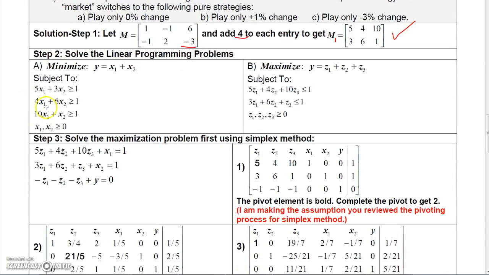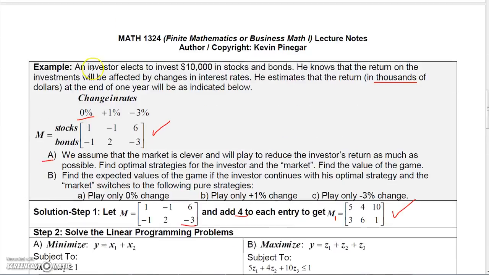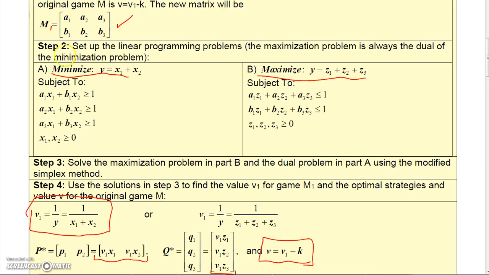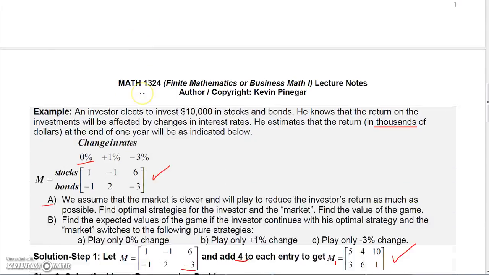And then if you go back up here and look at the coefficients for the minimization problem, notice that the coefficients are A1, B1, A2, B2, A3, B3. So the coefficients for the minimization problem are just the column coefficients. And then over here for the maximization problem, it's A1, A2, A3, and B1, B2, B3, so that's just the rows. So we just take each row.